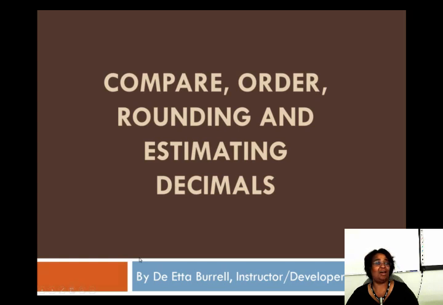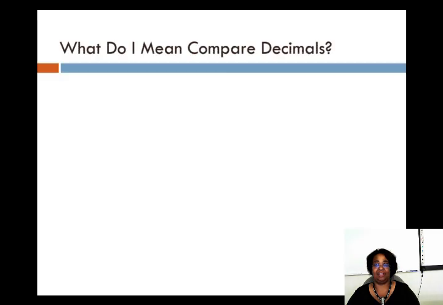Let's talk about another very important subject when it comes to decimals, and that's rounding. We need to order, we need to compare, and we need to round decimals, and we do it automatically all the time anyway. Remember, rounding and estimating are very much the same. Estimating, you just pick a particular place value to round to. So, let's talk about comparing first.